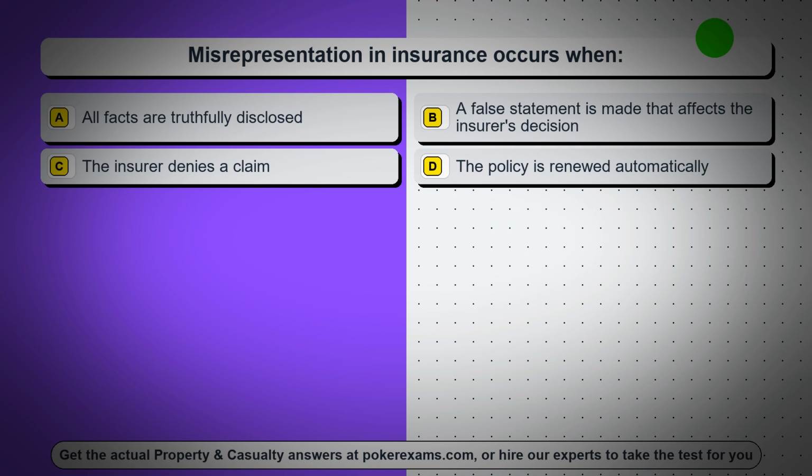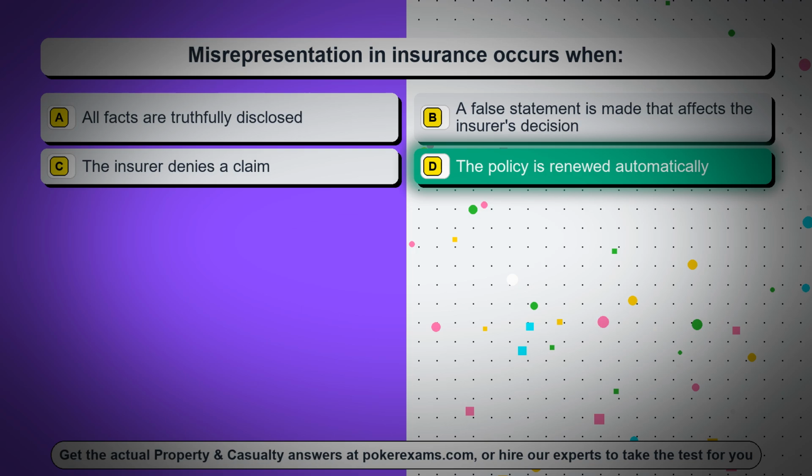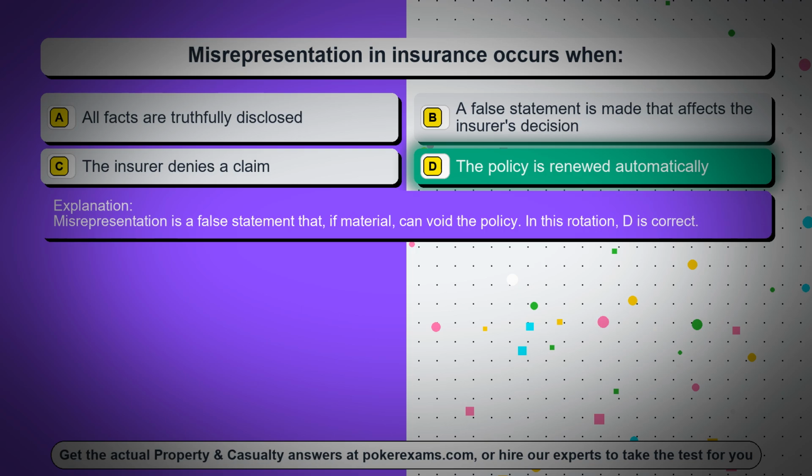Question 23. Misrepresentation in insurance occurs when: Option A. All facts are truthfully disclosed. Option B. A false statement is made that affects the insurer's decision. Option C. The insurer denies a claim. Option D. The policy is renewed automatically. The correct answer is option D. The policy is renewed automatically. Misrepresentation is a false statement that, if material, can void the policy. In this rotation, D is correct.